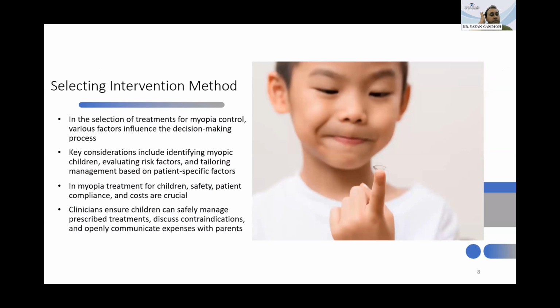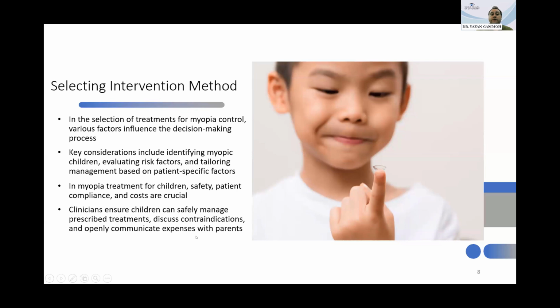In selecting the intervention method, you need to identify the myopic children or those who are at risk. So you need to evaluate the risk factors. And as we just said, tailor the management options based on the patient-specific factors. Safety, patient compliance, and costs are crucial. Dr. Pedro talked about compliance. This is very important. I always tell them, even with the best ophthalmic lens ever produced by one of the great companies, if the child does not comply, all our efforts are gone to waste. So this is something very important to consider.